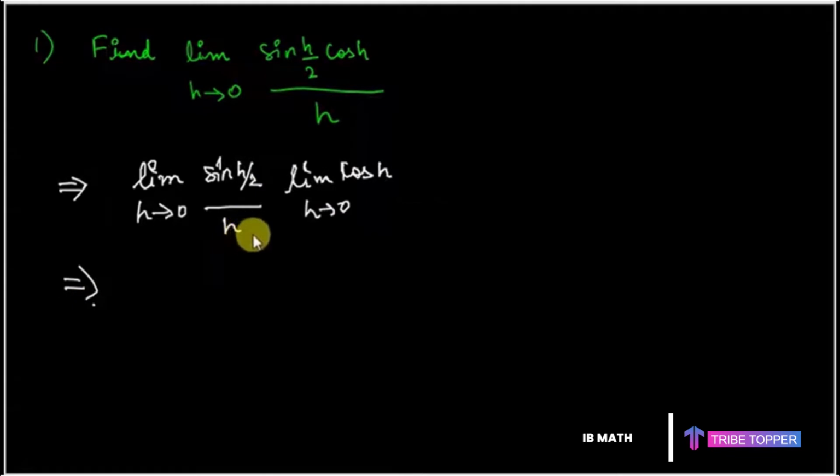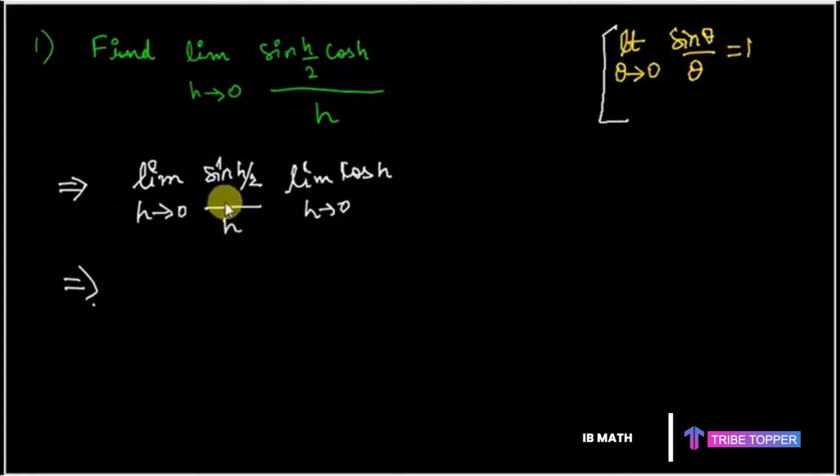Now here we have h. We know one thing, that for trigonometric limits we have the formula that limit theta tends to 0 for sine theta upon theta is equal to 1. So now we have sine as theta by 2 and in the denominator we just have theta. So I have to get that 2 somehow. So my next step is to divide this denominator by 2 and multiply it by 2.